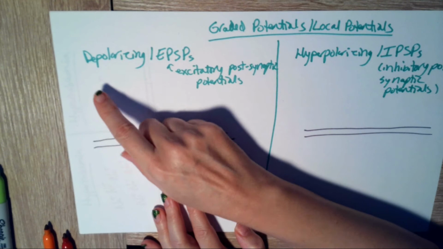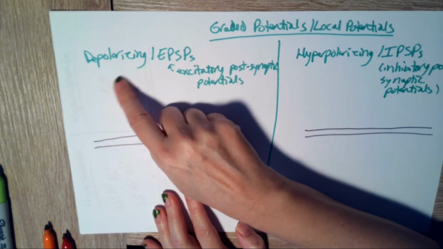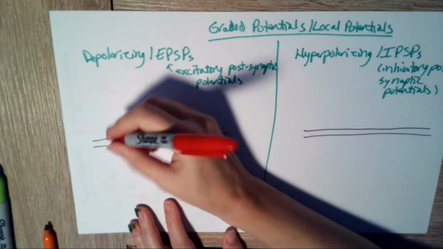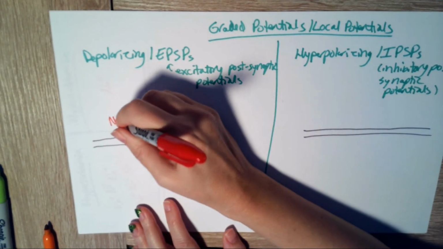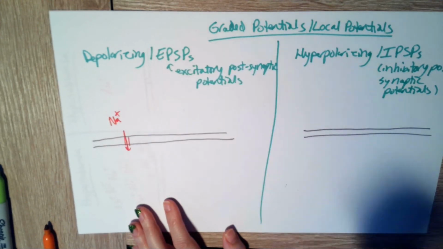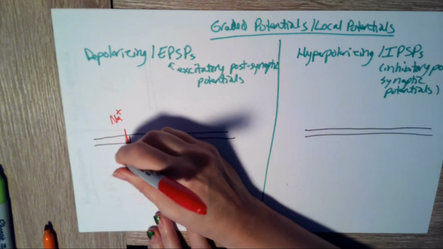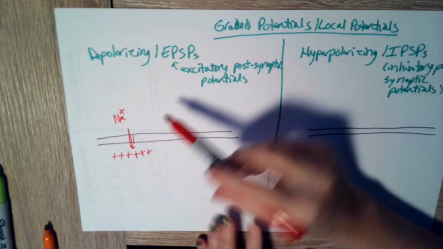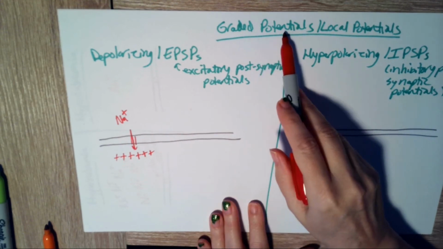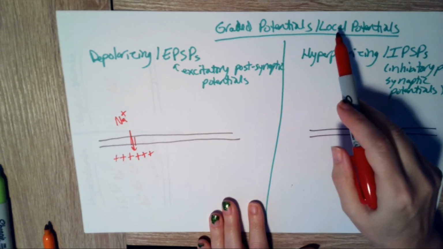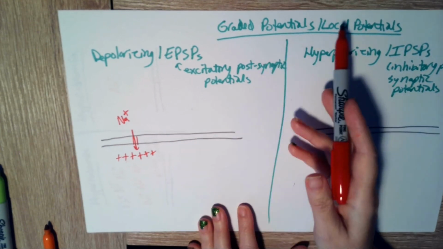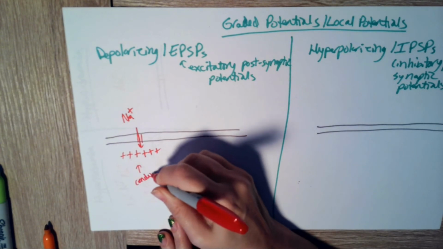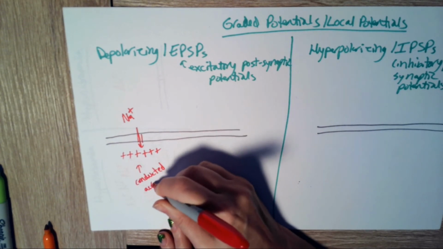So we'll start over here. When we have something called a depolarizing graded potential, that is when we bring a positive ion into the cell, like we saw with sodium. So we open a sodium channel and we bring sodium in, and sodium diffuses across the cell membrane. That is a depolarizing graded potential, or you could call it a depolarizing local potential. And the reason why it would be called a local potential is because it just conducts across the cell membrane.